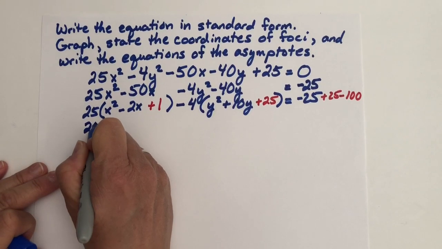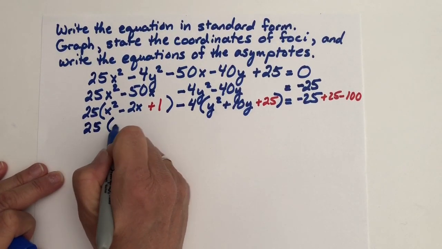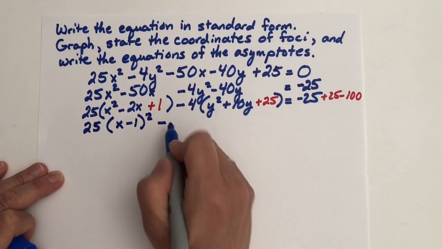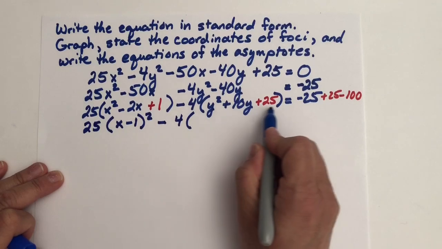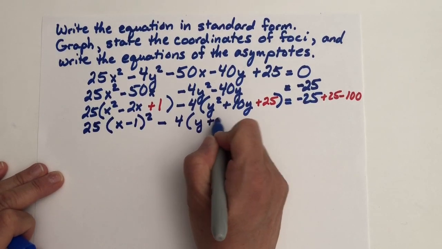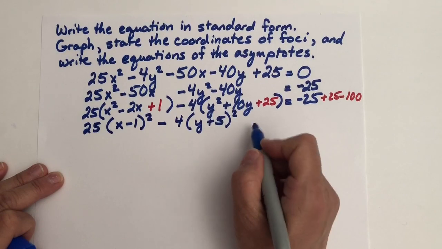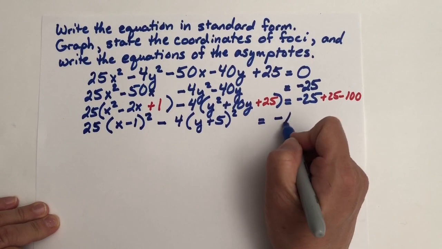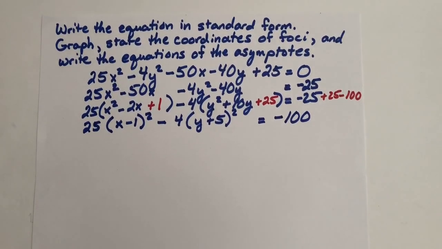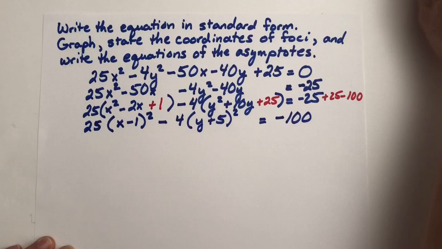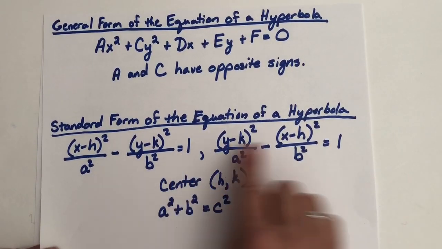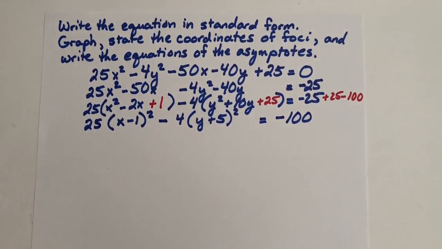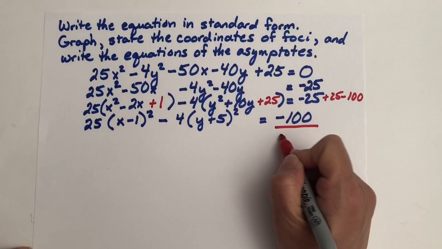We should have perfect squares. So we have 25 times x minus 1 squared minus 4 times, and here's our trinomial that becomes y plus 5 squared, equals negative 25 plus 25 minus 100, which is negative 100. Remember, in standard form, we need a 1 on this side. So we're going to divide by negative 100.